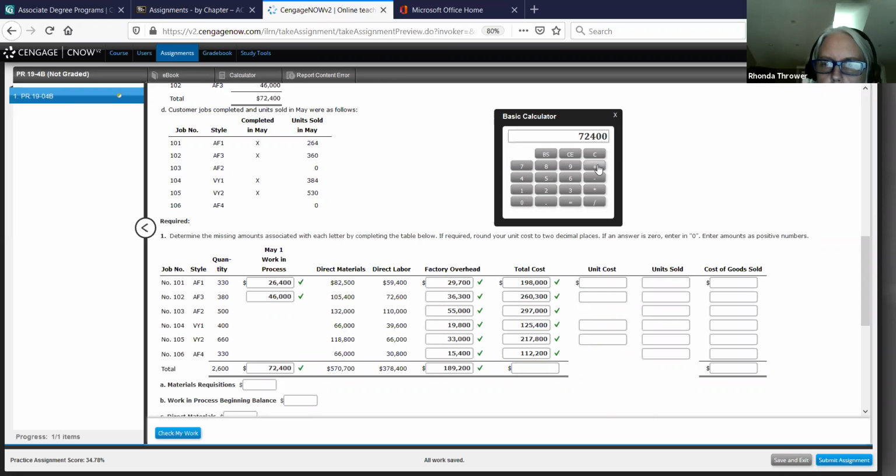If we add to it the 570,700, and if we add to that 378,400, and if we add to that 189,200, then our total cost should be 1,210,700.